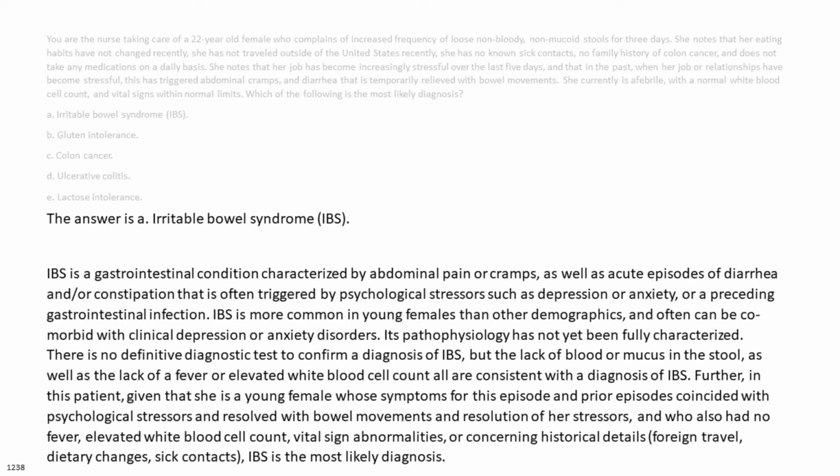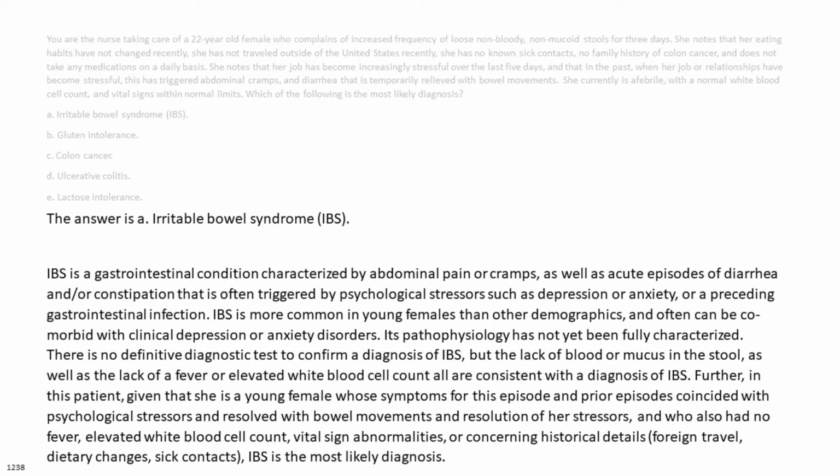The answer is A. Irritable bowel syndrome, IBS. IBS is a gastrointestinal condition characterized by abdominal pain or cramps, as well as acute episodes of diarrhea and/or constipation that is often triggered by psychological stressors such as depression or anxiety, or a preceding gastrointestinal infection. IBS is more common in young females than other demographics, and often can be comorbid with clinical depression or anxiety disorders. Its pathophysiology has not yet been fully characterized.